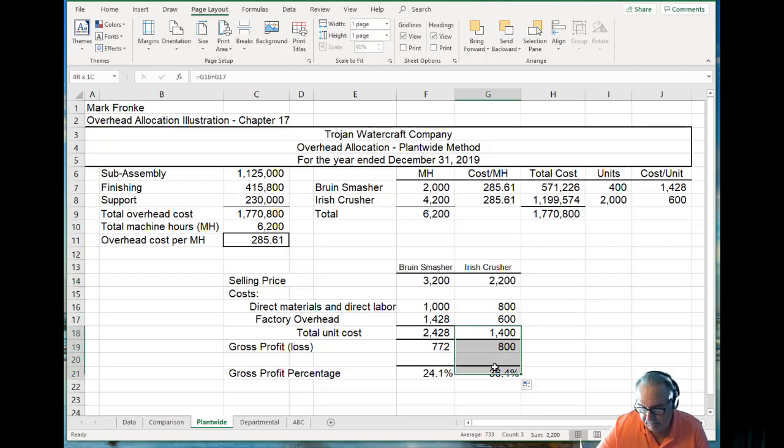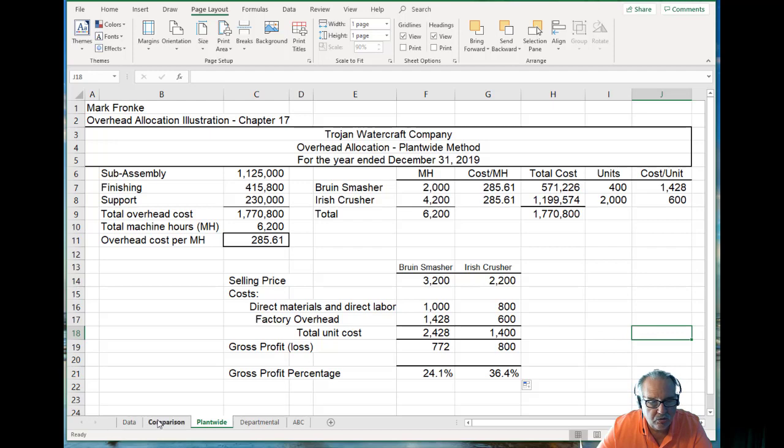By the way, let me stop and illustrate a function I use all the time. It's the drag tool. What I want to do is copy these three formulas down here for the total unit cost, the gross profit, and the gross profit percentage from the Bruin Smasher column to the Irish Crusher column. If I just move the cursor onto this little square on the lower right and then hold down the left mouse key and drag it over, that will just fill that in.